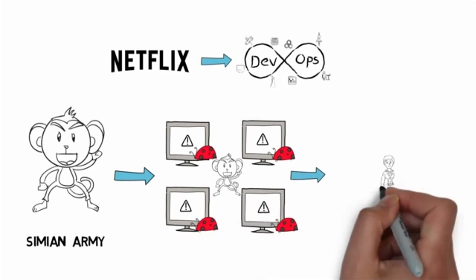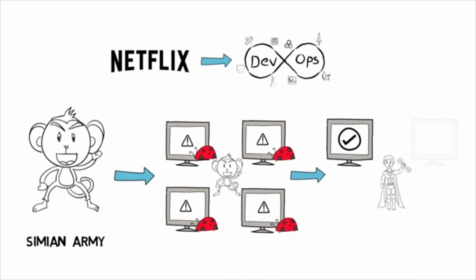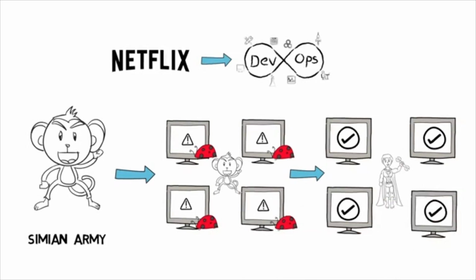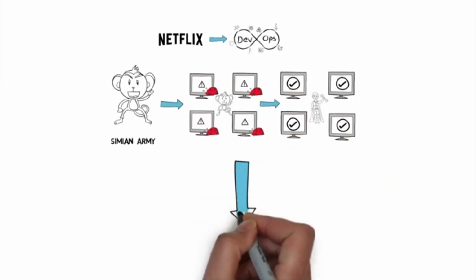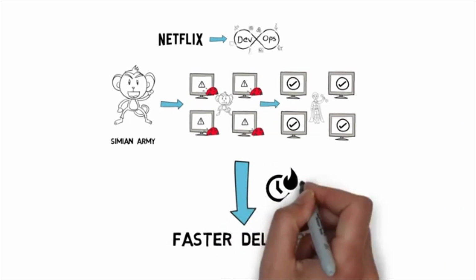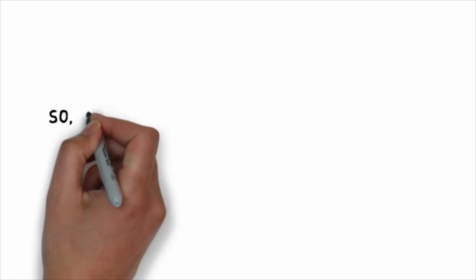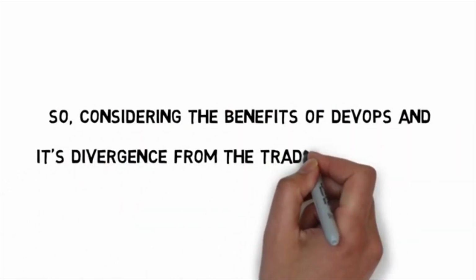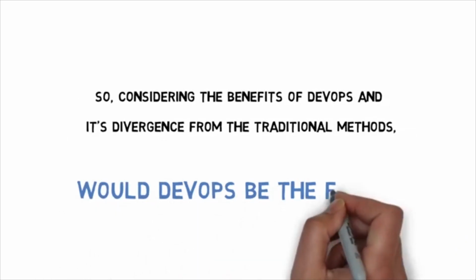The team would troubleshoot these failures and this gave them enough experience to deal with any degree of collapse. With everything being automated and happening simultaneously, organizations can now deliver at a much faster pace. So, considering the benefits of DevOps and its divergence from the traditional methods, would DevOps be the future?